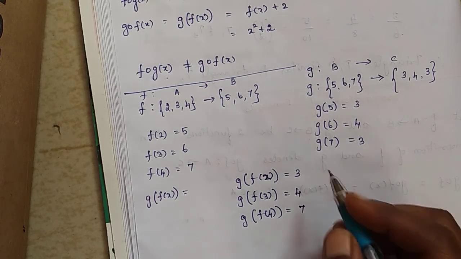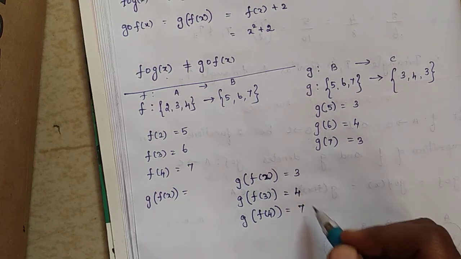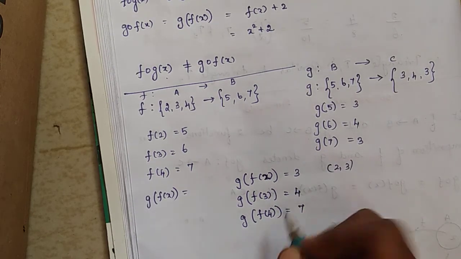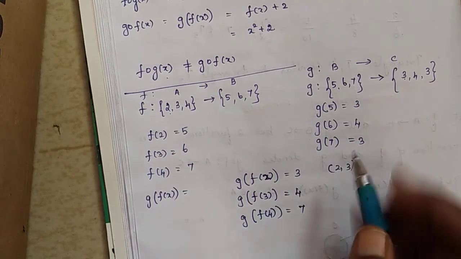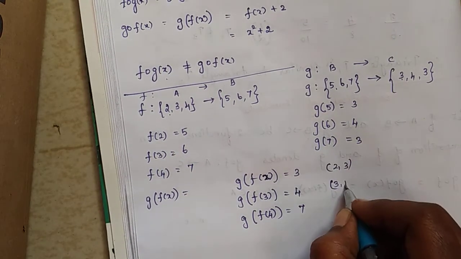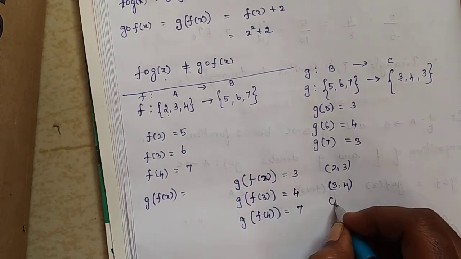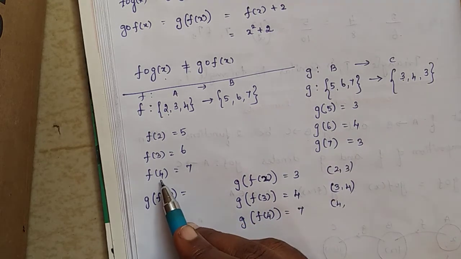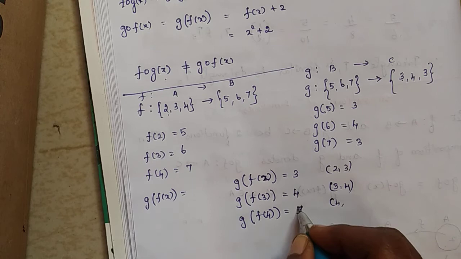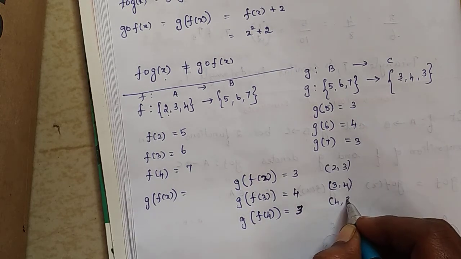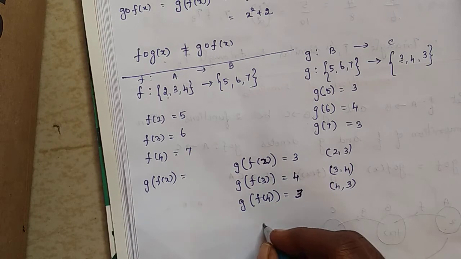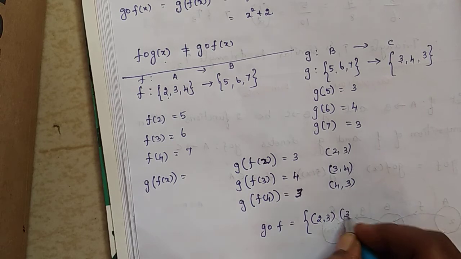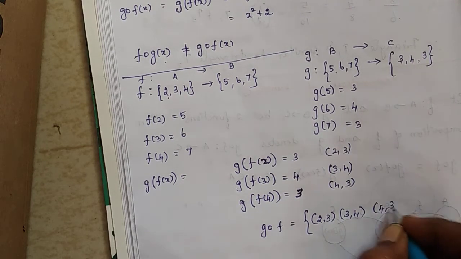Now how to write the ordered pair for this? 2 and 3, so 2, 3 will be the ordered pair, that is A to C. Next 3 and 4. Next 4 and, f of 4 is equal to 3, sorry, this is 3. So g of f is equal to the set of all ordered pairs: 2, 3; 3, 4; and 4, 3.